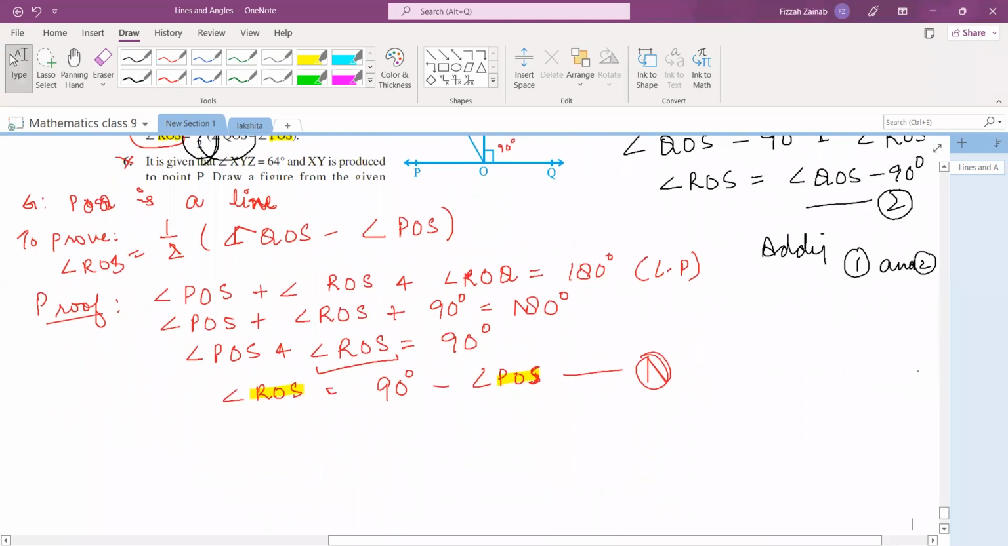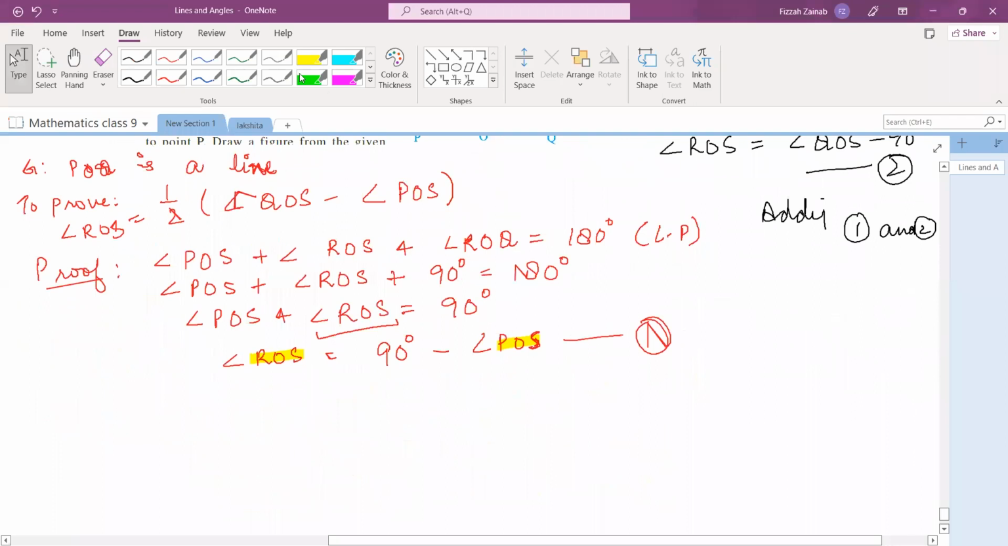Now this blue part. So I'm adding. So what will I get? Angle ROS plus angle ROS, both sides, right? Now right hand side, 90 degree minus angle POS and plus angle QOS minus 90 degree. Is this okay? I have added.